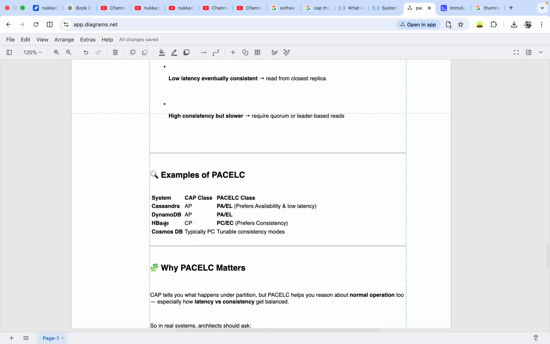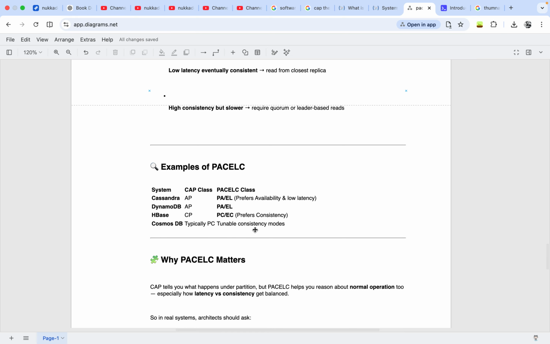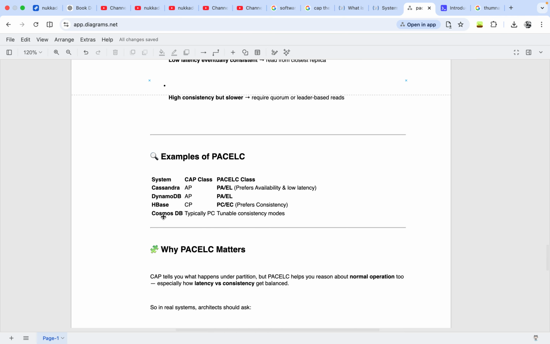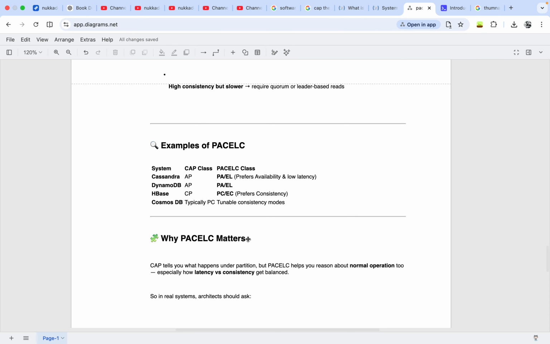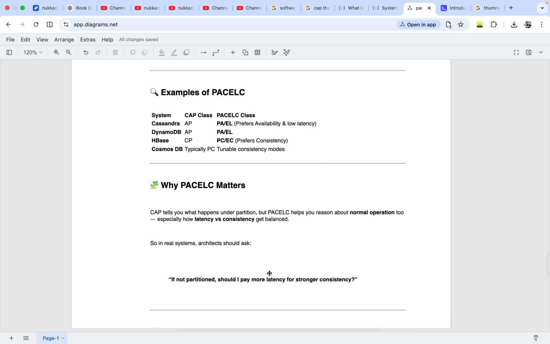In the case of HBase, you can see it is a CP system, where consistency is very important. So in PACELC also, if there is a network failure, choose consistency. If there is no network failure, then again choose consistency, because HBase is used in banking systems, so they prefer consistency. And a new term here, Cosmos DB, typically PC with tunable consistency. We are not going into tunable consistency, but you can understand these things, right?